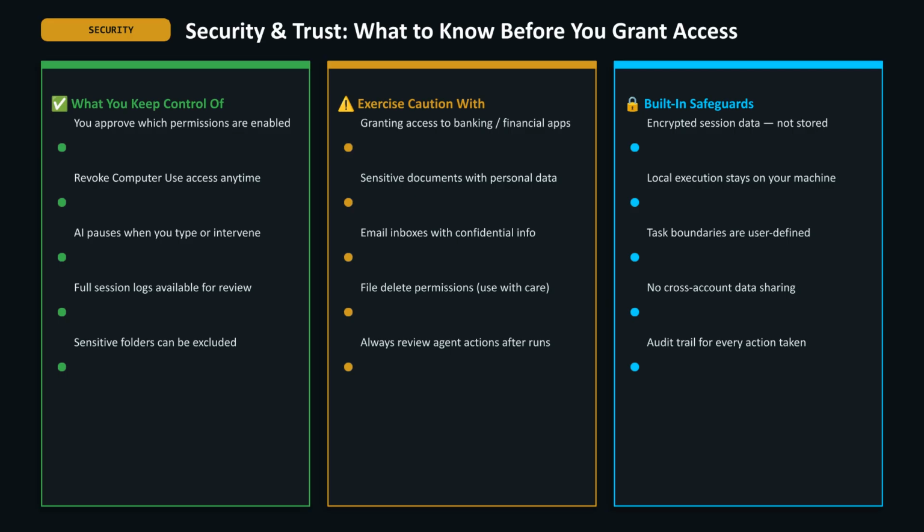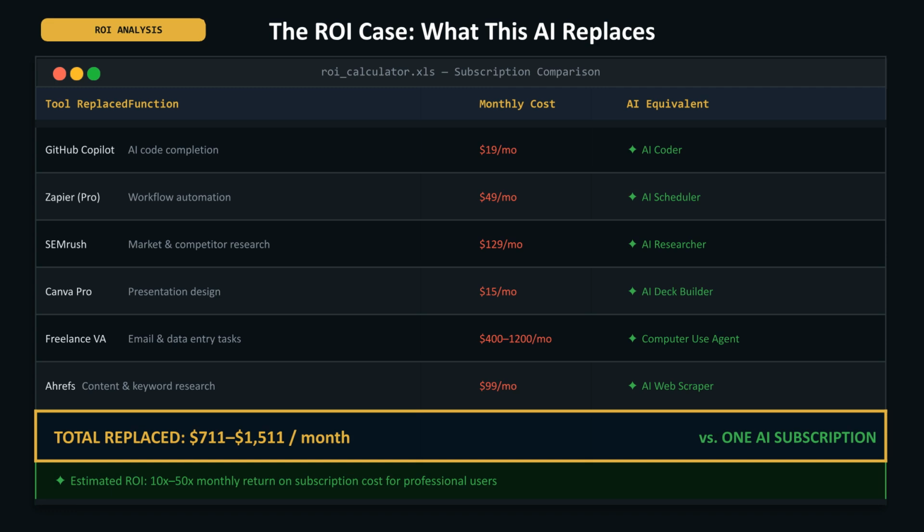Regarding security, users maintain control over permissions and can revoke access anytime. Built-in safeguards include encrypted data and local execution, ensuring an audit trail for every action taken. Caution is advised with sensitive applications. The ROI case shows that the AI can replace multiple software subscriptions. By automating routine tasks and eliminating the need for several specialized tools, the AI provides significant cost savings.